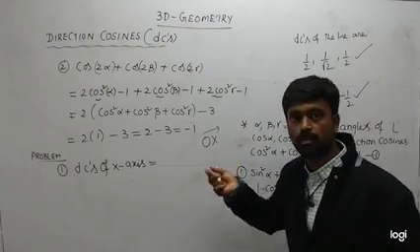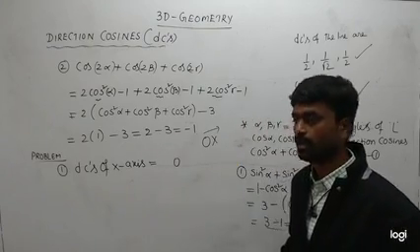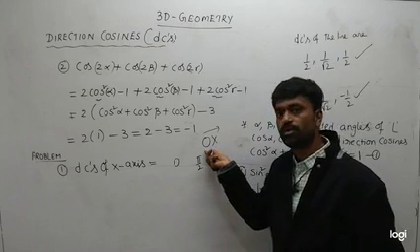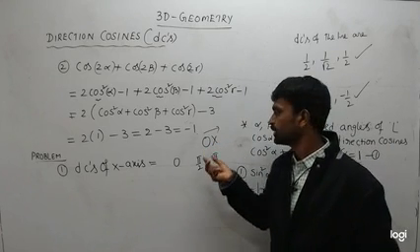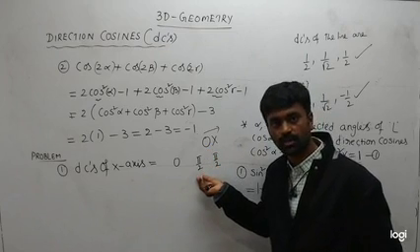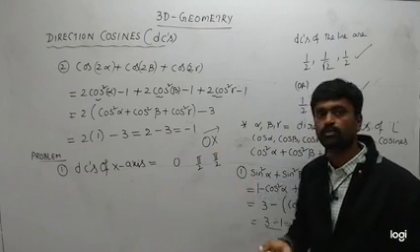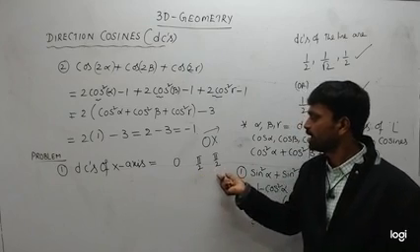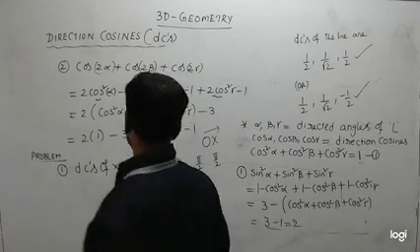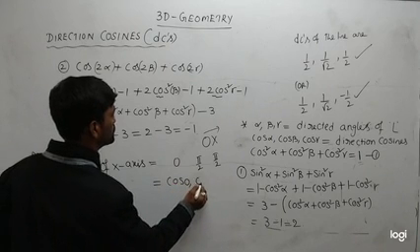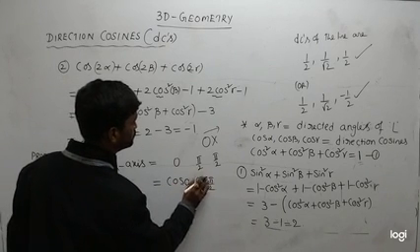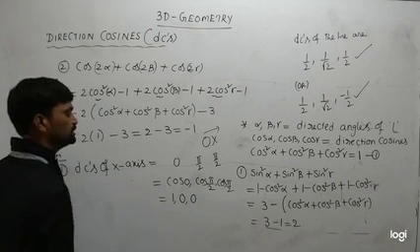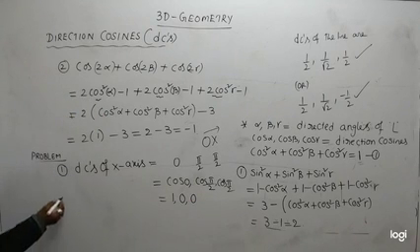Since we know that this OX makes 0 with OX, pi by 2 with OY, pi by 2 with OZ. That means the angle between OX and OX is 0, that is alpha value 0. The angle between OX and OY is pi by 2, that is beta value pi by 2. And the angle between OX and OZ is pi by 2, so gamma is also pi by 2. So these are the directed angles of OX. Then the direction cosines become cos 0, cos pi by 2, cos pi by 2. So cos 0 is 1, cos 90 is 0, cos 90 is 0. So these are the direction cosines of x-axis.